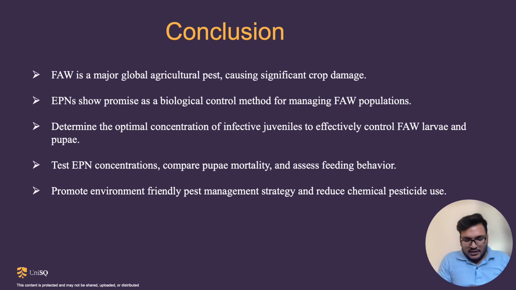So, the research helps to determine the optimal concentration of infective juveniles to effectively control the fall armyworm larvae and pupa. The study also tests the EPN concentrations, compares the pupa mortality, and examines the feeding behavior. And the study helps to promote an environmentally friendly pest management strategy and reduce chemical pesticide use.